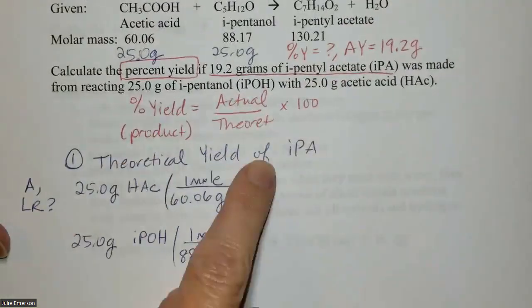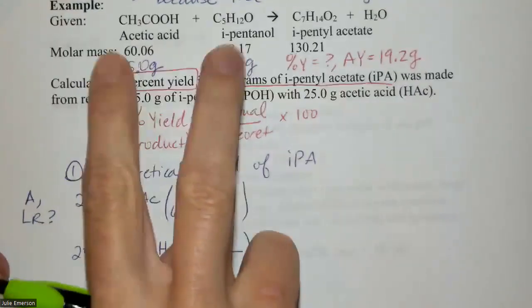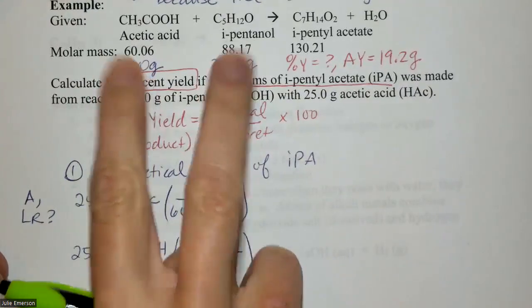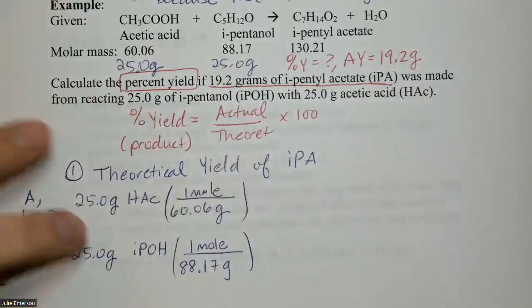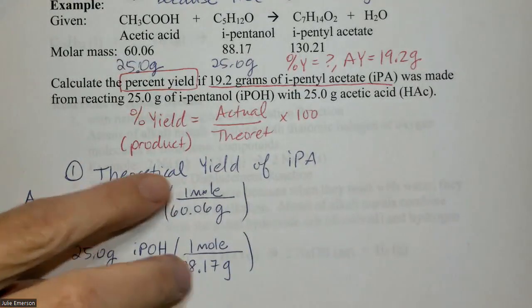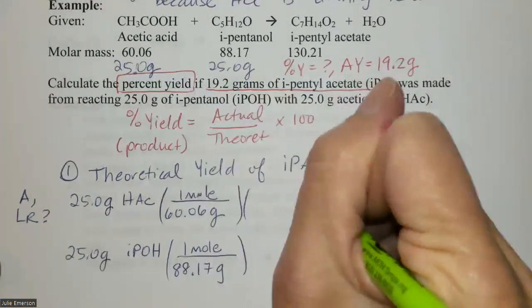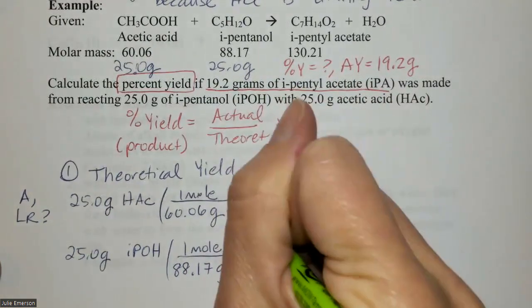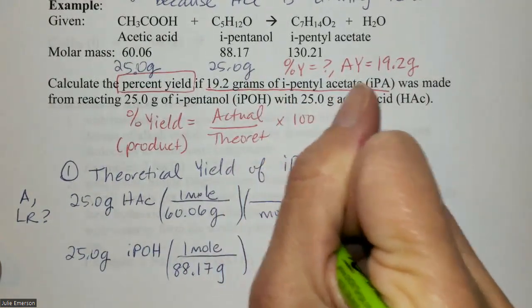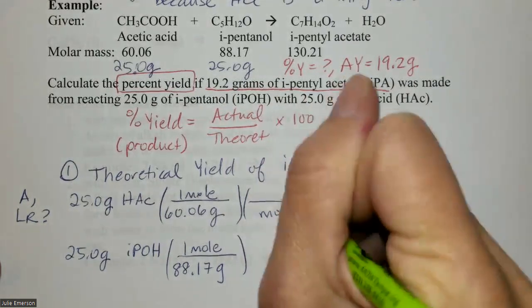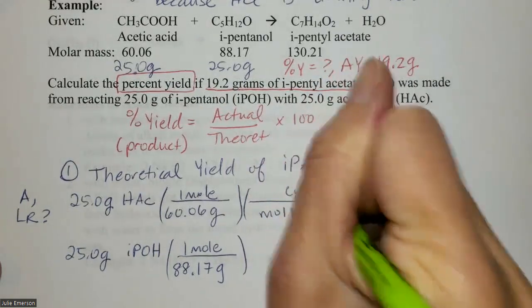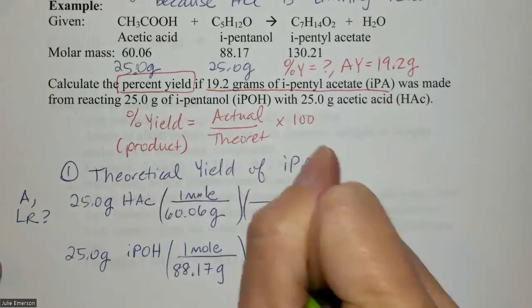What we're going to do here, to find the theoretical yield, is figure out which one runs out first. So we have the 25 grams of both reactants. We divide by the molar mass to get to moles. What we don't want to forget is we want to know how many moles of that reactant you have per reaction cycle. And I'm going to explain that here in just a second.